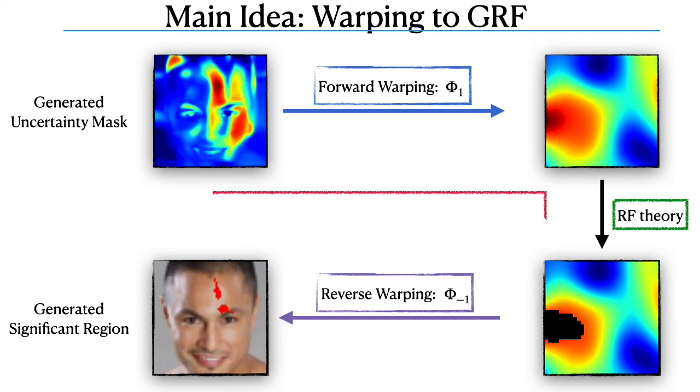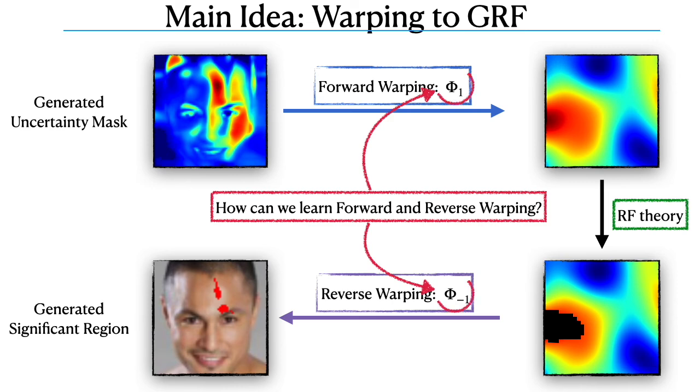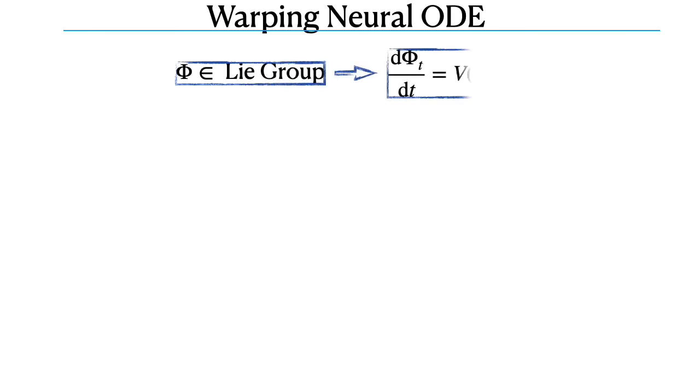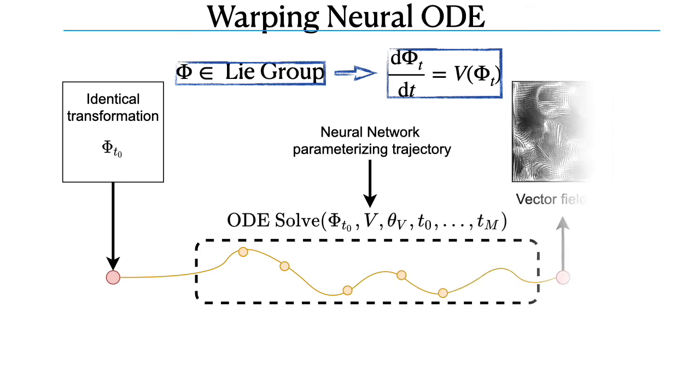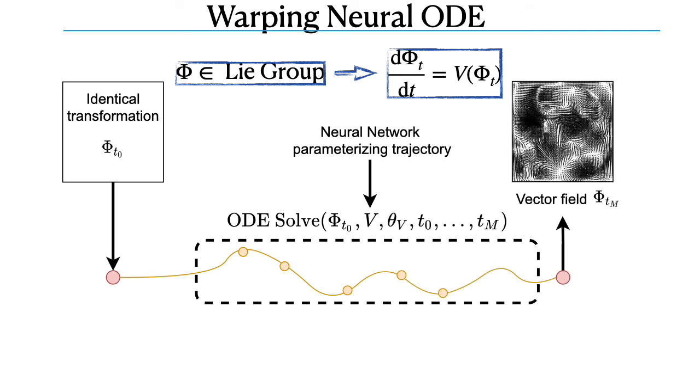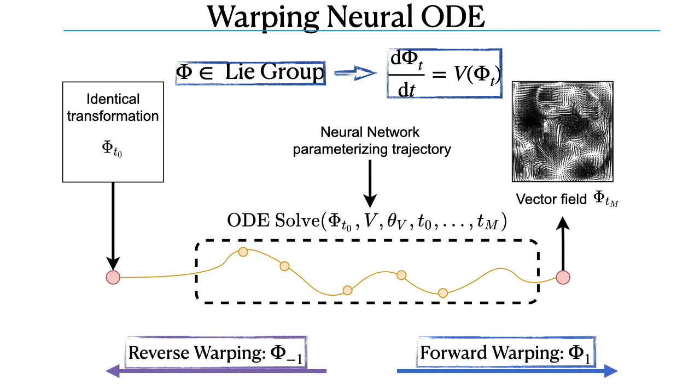The main problem is how can we learn such a one-to-one mapping? To learn the mapping or warping, we propose a new method, warping neural ODE. The idea is to model the warping phi as a member of a Lie group parameterized by a differential equation, where the force V is parameterized by a neural network. The main feature of a Lie group is that the reverse warping can be computed by running the differential equation in reverse. Once the model is trained, it allows us to define the warp at any time step, and thus we can define forward and reverse warping.